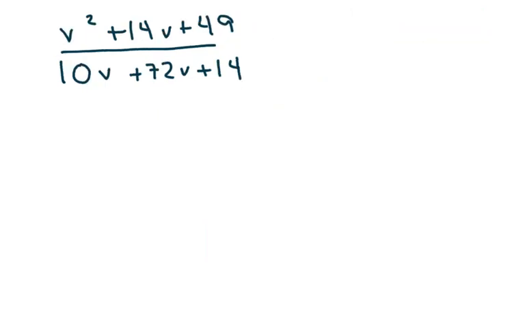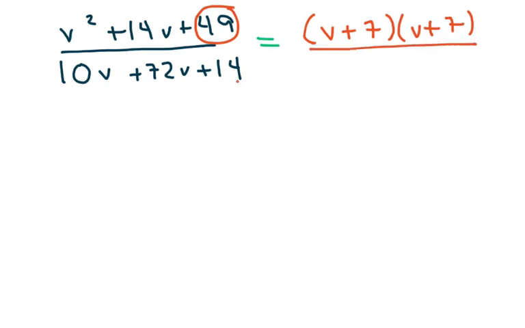Okay, the next one, I have 2 more after this. So the next one, this is the perfect square trinomial. So all you do is you're going to go v plus 7 times v plus 7. I'm going to go ahead and factor out my greatest common factor here, which is only 2, which leaves me 5v squared plus 36v plus 7. And then factor further.